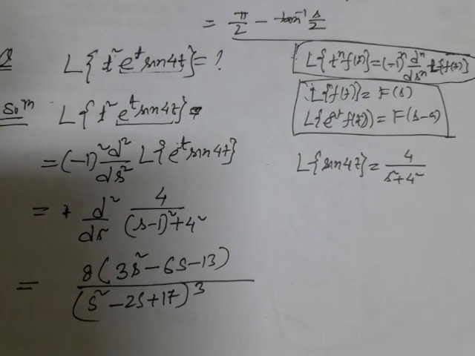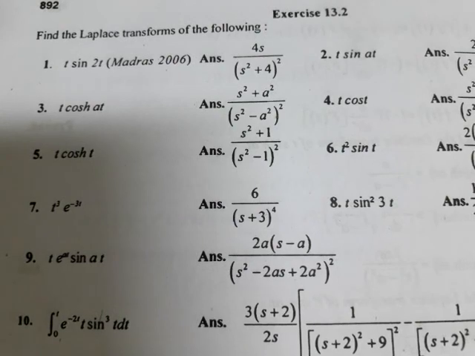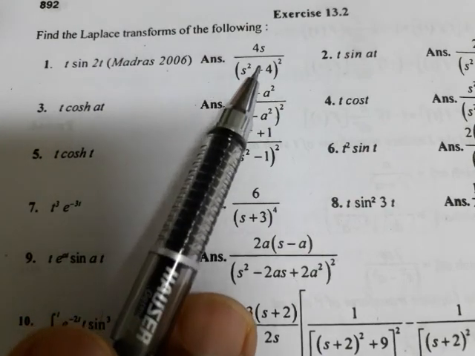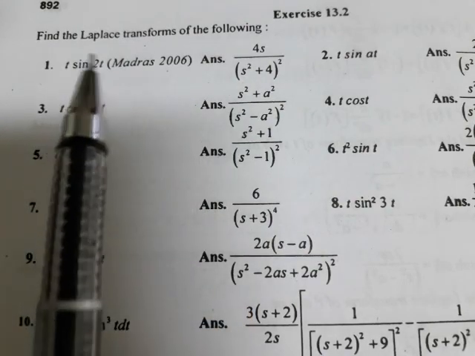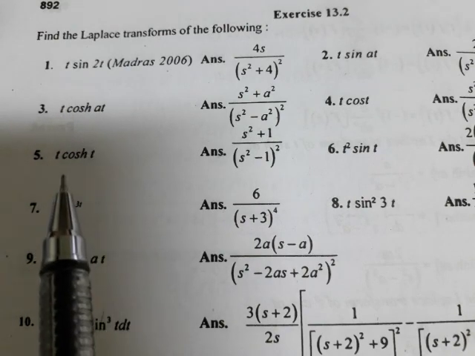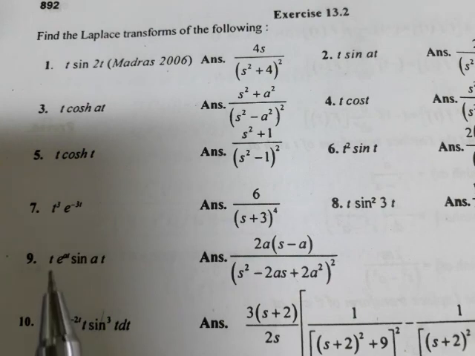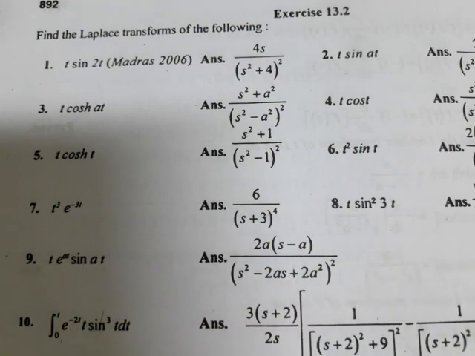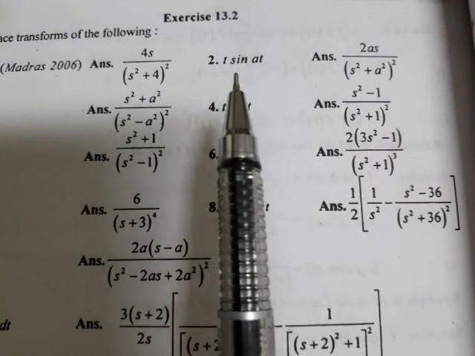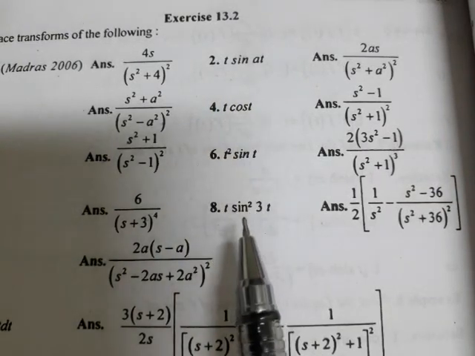Okay, so now using the given formulas, try to solve this problem. The first one is t sine twice t, and the answer is given. Then t cos at. This is the multiplication by t formula. This is also the multiplication by t formula. Up to this it is okay. Here, multiplication by t and the first shifting theorem you have to use, and the answer is given. Also try to solve this problem. These are all multiplication by t formulas.